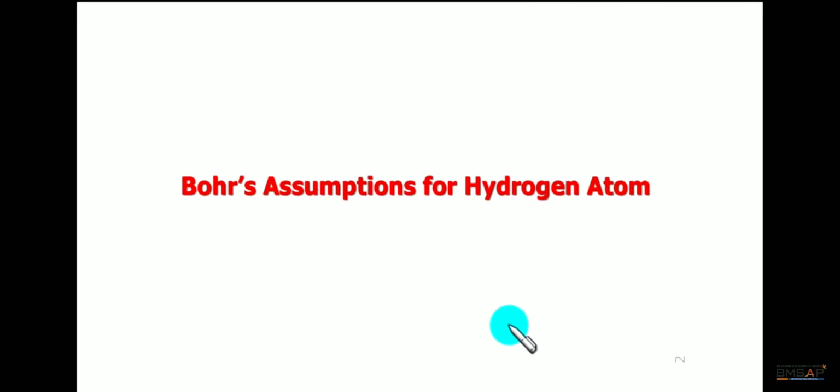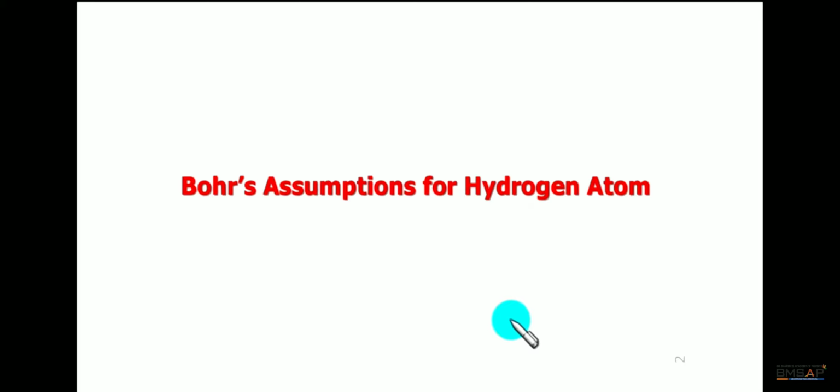In this section, we are going to discuss Bohr's atomic model. First, we are going to discuss some important theoretical points. Then we will learn the application of the concept through some selected illustrations. So, let us first discuss Bohr's assumptions for the hydrogen atom.